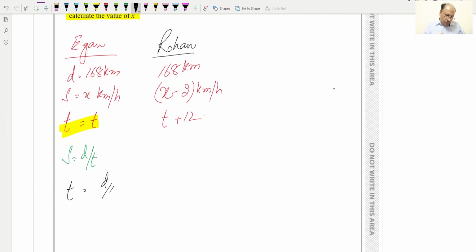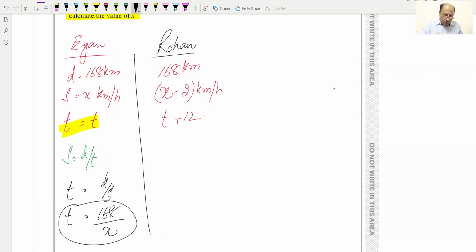So distance over speed, and distance is 168 and speed is x. So our equation for Egon will be this one, and we can write for Rohan also. Rohan's speed distance is same 168, and time taken is basically x minus 2, and we have to subtract, basically this is the time. So from this one we are subtracting minus 1 by 5.